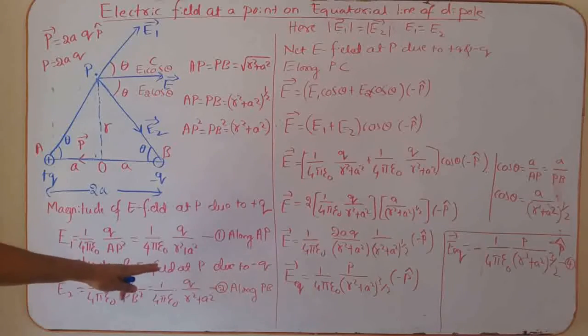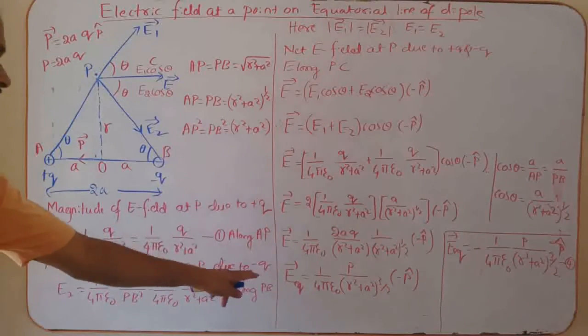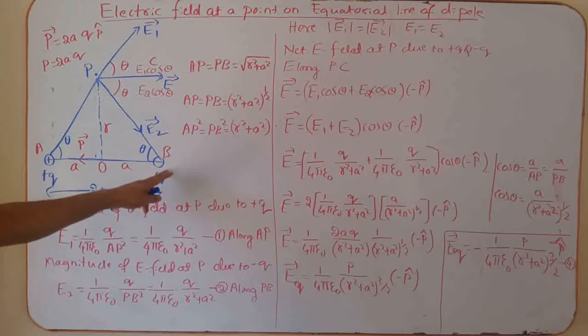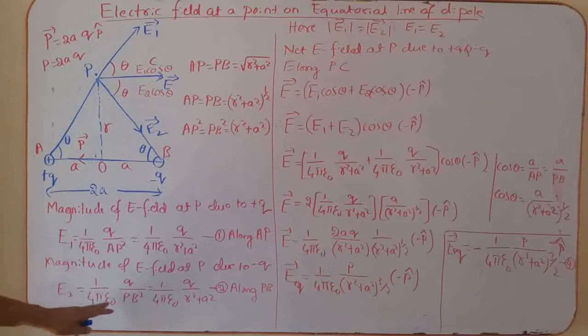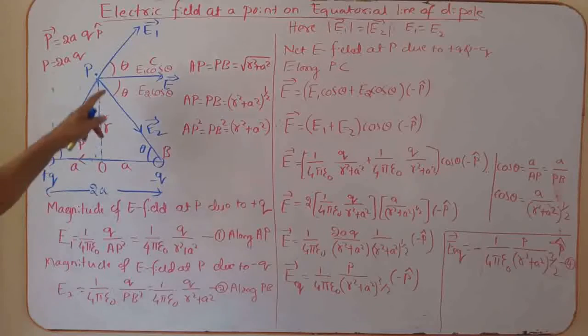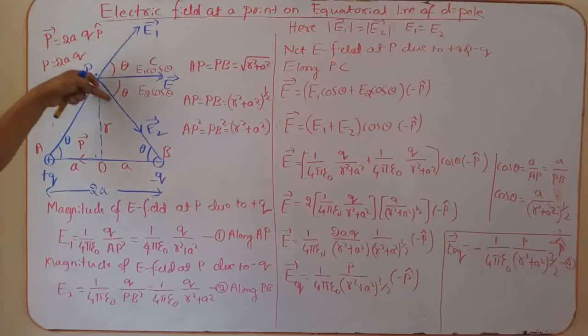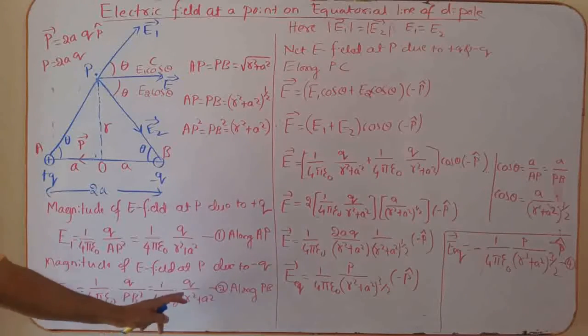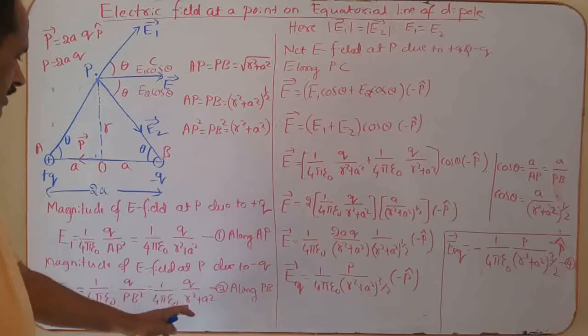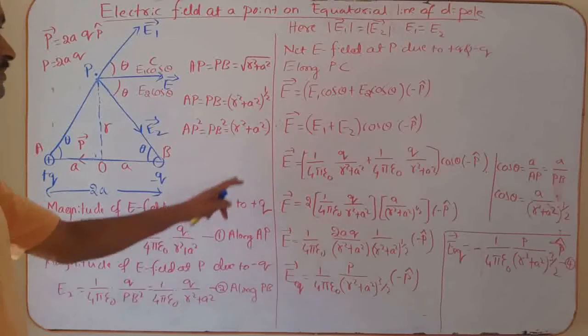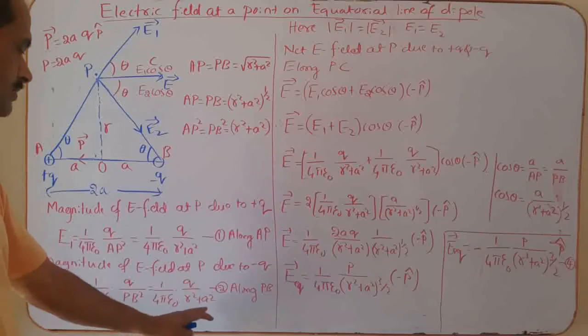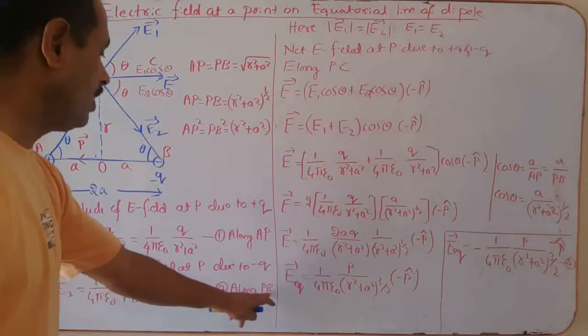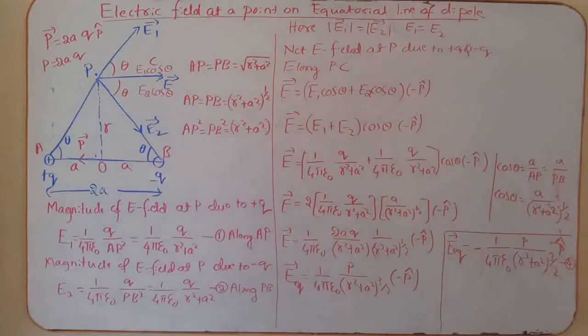Magnitude of the electric field at P due to the charge minus Q. E2 is equal to 1 by 4 pi epsilon Q divided by PB square, that is, Q divided by R square plus A square, since PB square is R square plus A square. Equation number 2. Along PB, it is in this direction.